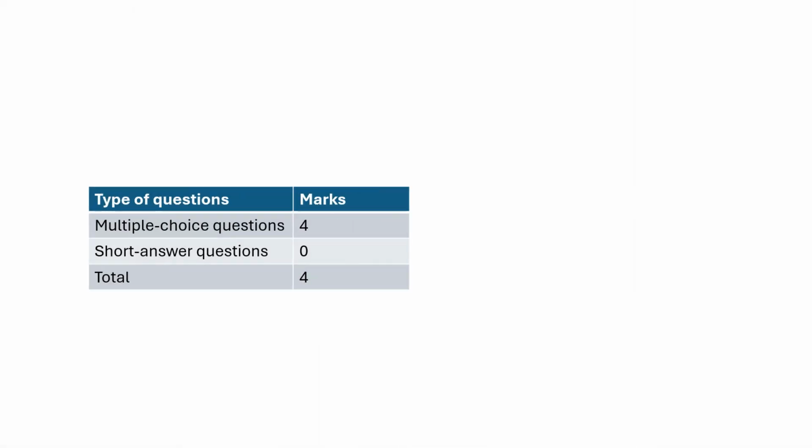In the volumetric and chromatographic analysis, there are 4 multiple-choice questions worth 4 marks, and no short answer. The overall score for this section is 4 marks. With a total possible score of 120 points, the percentage for this section was 3.3% of the total score.